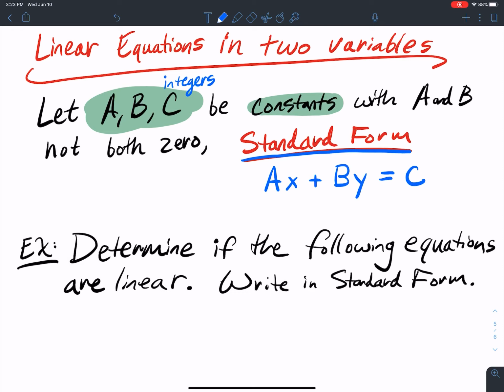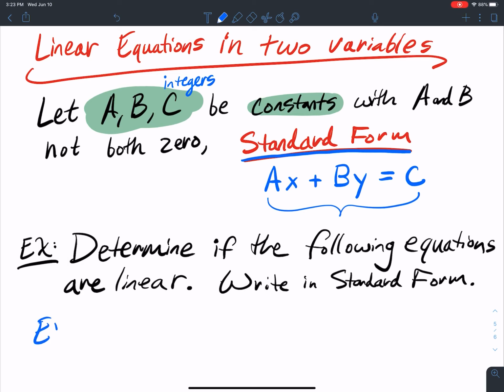So first thing I want to do, I want to determine if the following equations are linear. So if you're asked on an exam to figure out if an equation is linear or not, if you can put it into standard form, then it is a linear equation. So that's how we verify.